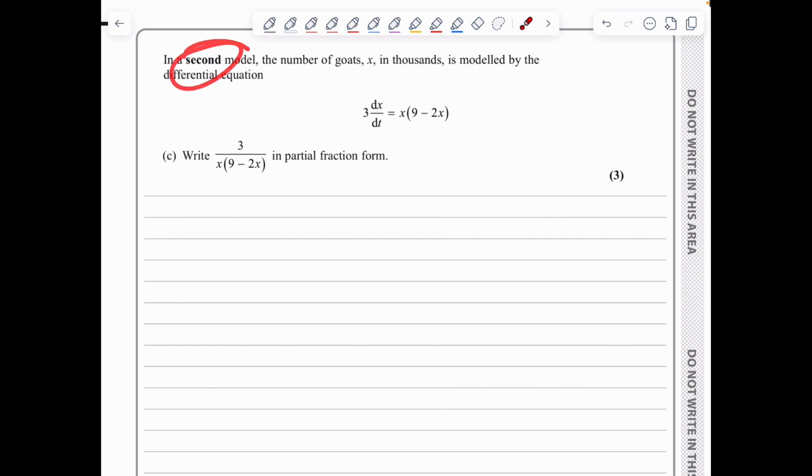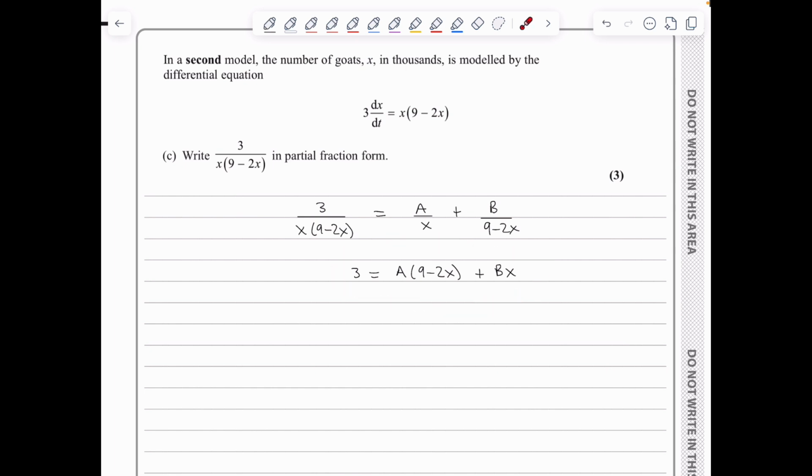We're then given a second model where the number of goats x is modeled through this differential equation, and we need to start off by writing this in partial fraction form. So we're looking at 3 over x times (9 minus 2x), which I will decompose as a over x plus b over (9 minus 2x). Obviously, the lowest common multiple is x times (9 minus 2x), and to get rid of the denominators, I will multiply throughout by the LCM, leading to 3 is equal to a times (9 minus 2x) plus b times x.